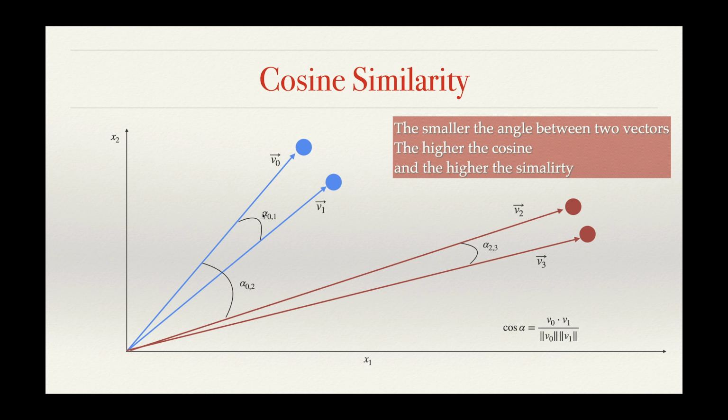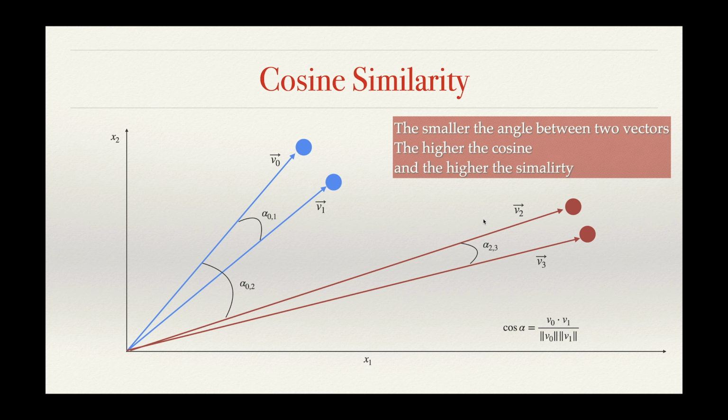The smaller the angle is, the higher the cosine value is, because, for example, the cosine of 0 is 1, and the cosine of 90 degrees is 0. So the smaller the angle, the higher the cosine value, and this is the cosine similarity. If the angle between 0 and 1 is way smaller than between 0 and 2, that's why vector 0 is more similar to 1 than to 2.